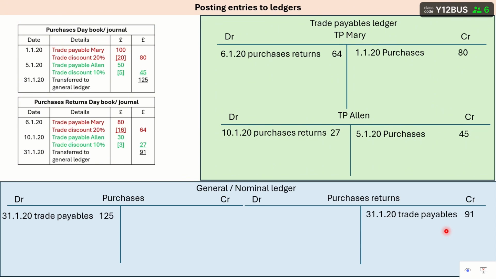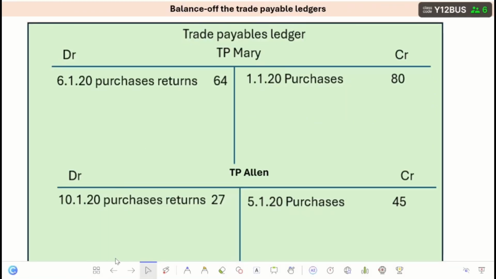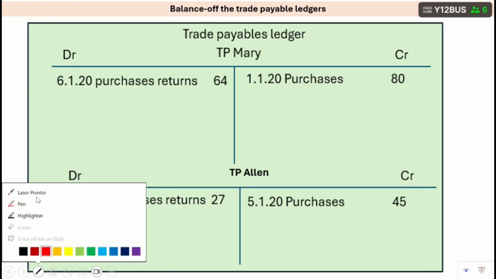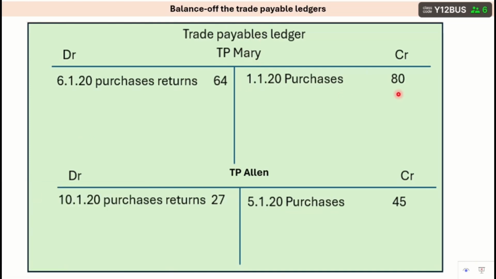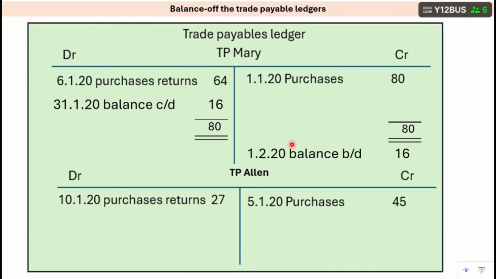Now it's time for balancing the ledgers. As you can see, TP Mary's account, credit side is greater. So let's bring it down to the total 80 and 80. The difference between 80 and 64 is 16. Balance carried down 31st Jan 20. 1st of Feb 20, balance brought down 16.